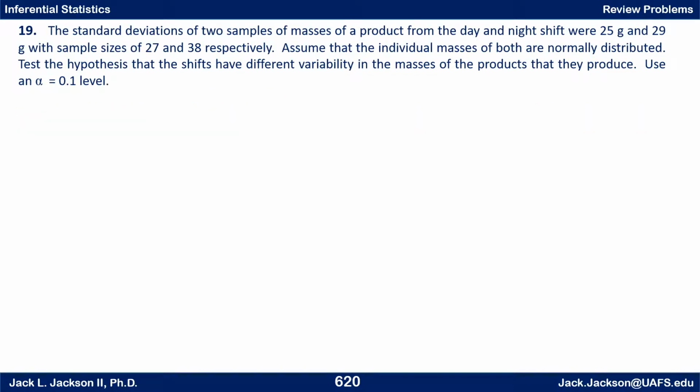The standard deviations of two sample masses of a product from the night and day shift were 25 grams and 29 grams respectively, with sample sizes of 27 and 38. Assume that the individual masses of both are normally distributed. Test the hypothesis that the shifts have different variability in masses of the products that they produce. Use alpha as the 0.1 level. Okay, see if you can do that. Press pause now.